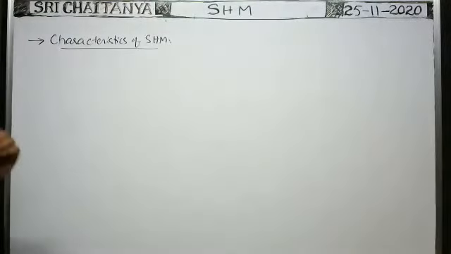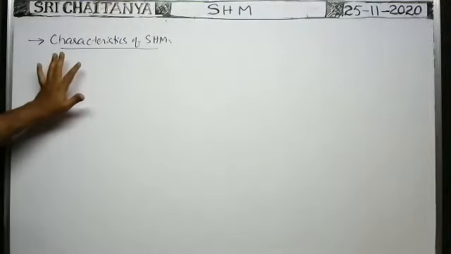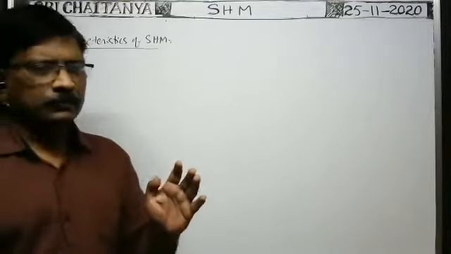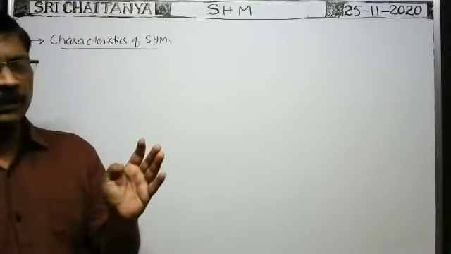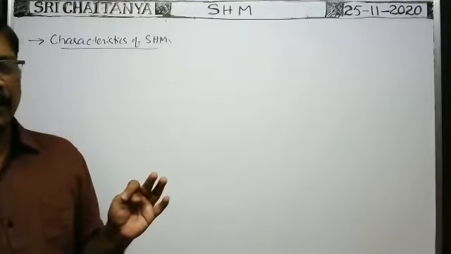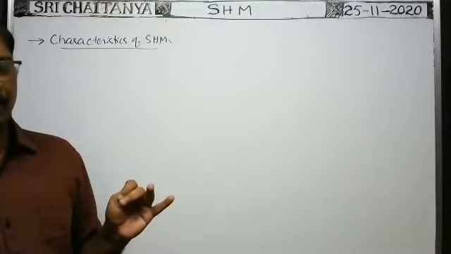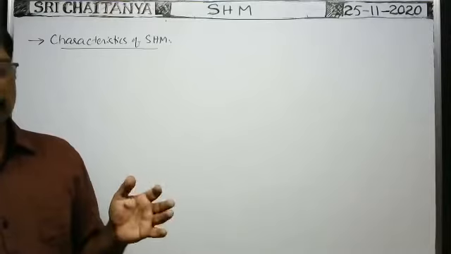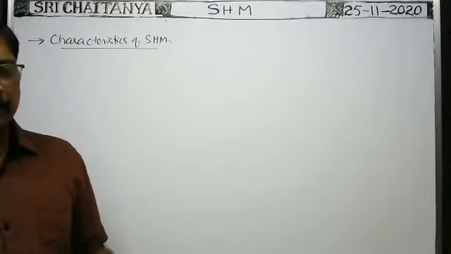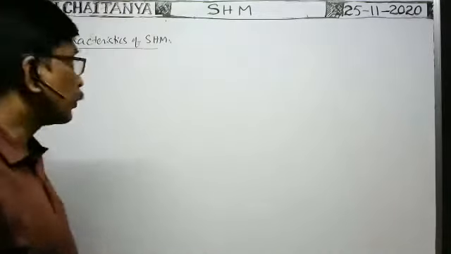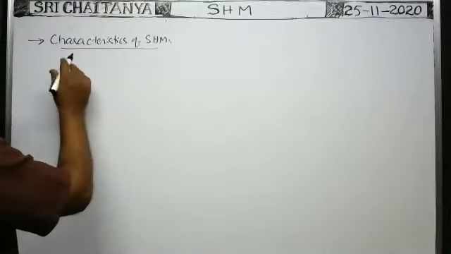Okay. So in the last class, in characteristics of SHM, 8 points were completed. That means we discussed the displacement of the particle in SHM, velocity of the particle in SHM, acceleration of the particle in SHM, force acting on the particle in SHM, kinetic energy, potential energy, total energy. So we discussed all this. So 8 points are completed.